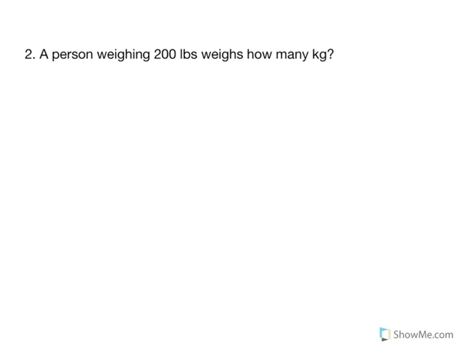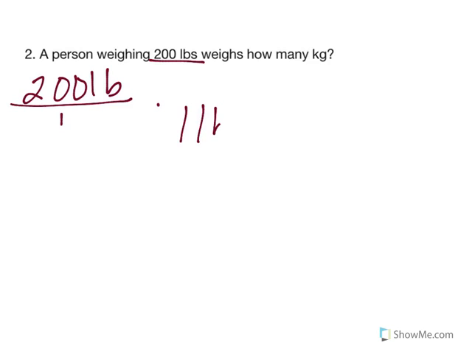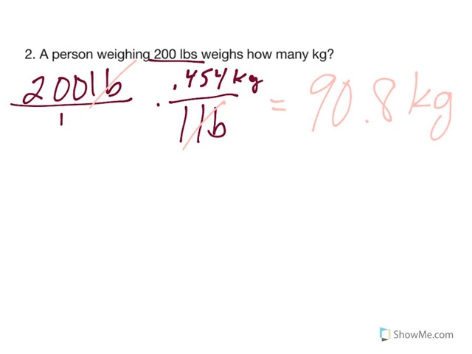So let's look at number 2. A person weighing 200 pounds weighs how many kilograms? So what do we start with? 200 pounds. And if you look at page 93, we know that 1 pound is 0.454 kilograms. So when you cross out your pounds, it goes immediately to kilograms and you're done. When you multiply those, you get 90.8 kilograms.